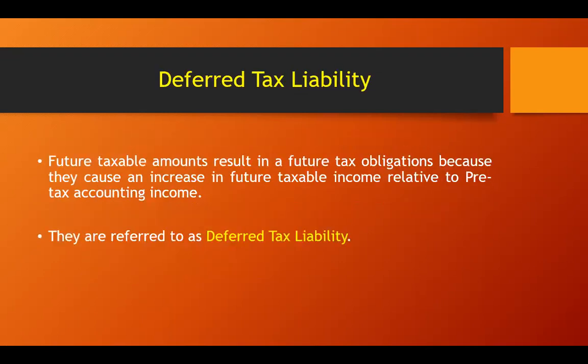So what do you mean by deferred tax liability? We already understood the concept of deferred tax liability through examples. Future taxable amounts result in future tax obligations because they cause an increase in taxable income relative to pre-tax accounting income. They are referred to as deferred tax liability. Simply means all future taxable amounts result in future tax obligations. They are called deferred tax liability.